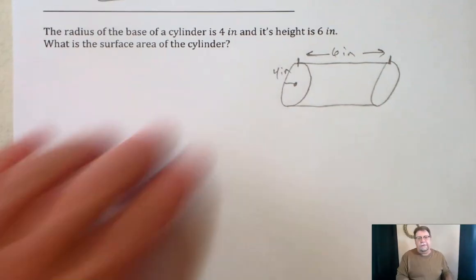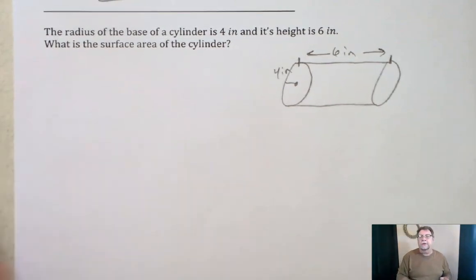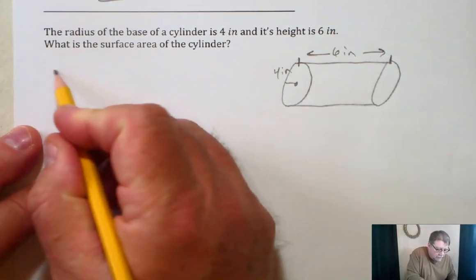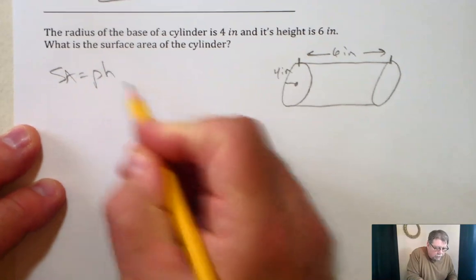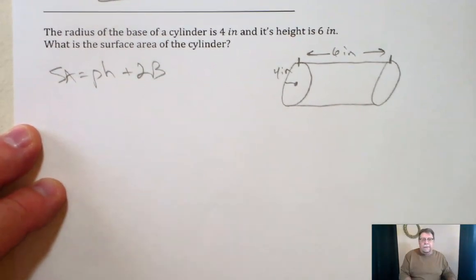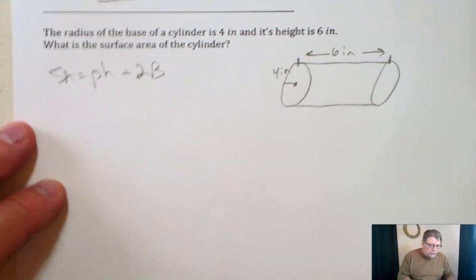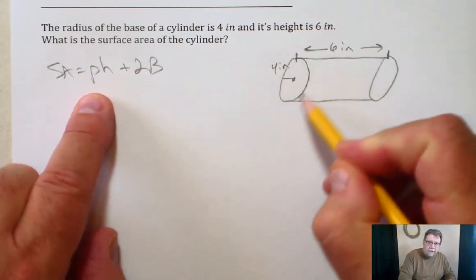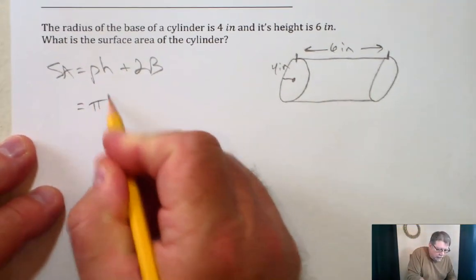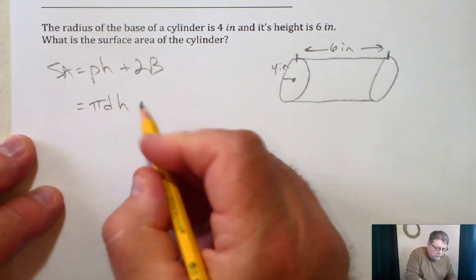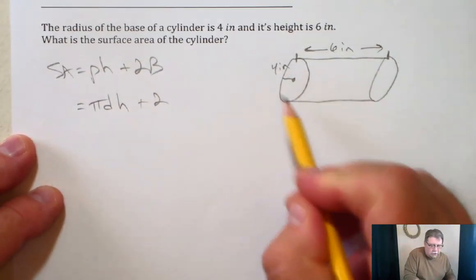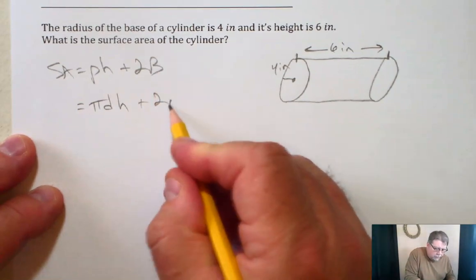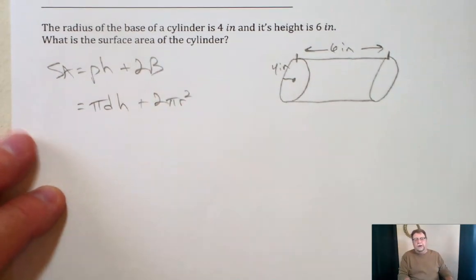So now, what is the surface area of the cylinder? We're going to use the same formula that I used for finding the surface area of a prism. We're just going to adjust it for circles, okay? So we're going to find the surface area, which is the perimeter times the height, plus 2 times capital B. So what I like to do is the perimeter is the circumference of this circle. So I like to think of that as pi times the diameter times the height. And then the area of the circle, which is the base, is pi r squared. So the formula basically turns into that.